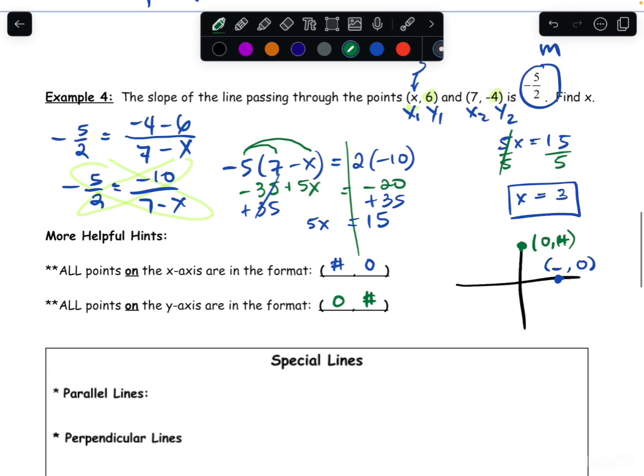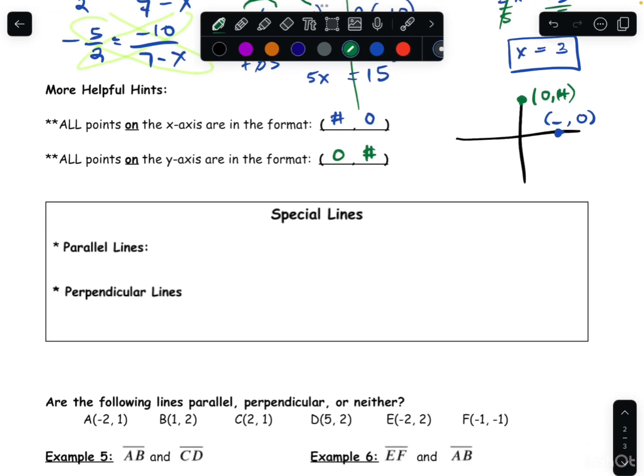Some number, right? So, good. Now let's go on to special lines. We have parallel lines, and you guys know that these are lines that never touch. The symbol for parallel lines is this right here. So parallel lines means your slopes are the same.